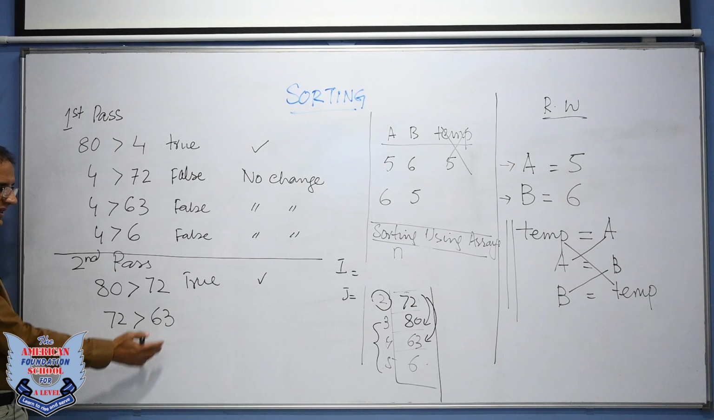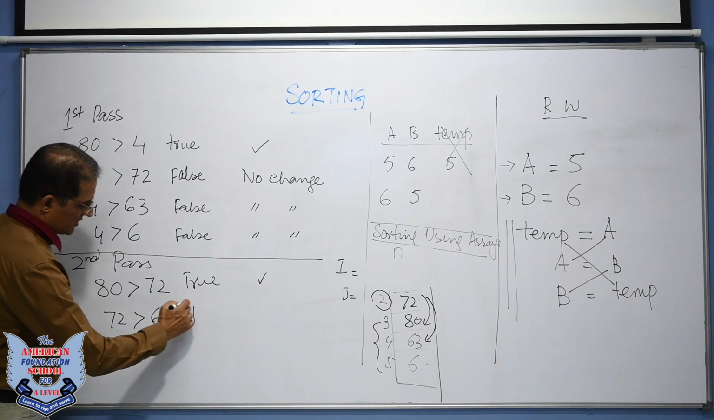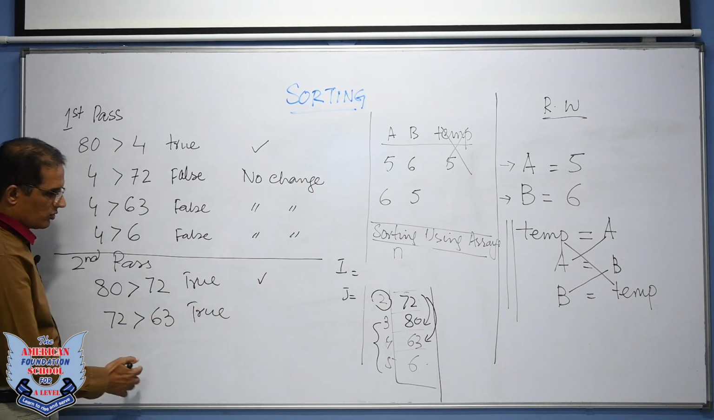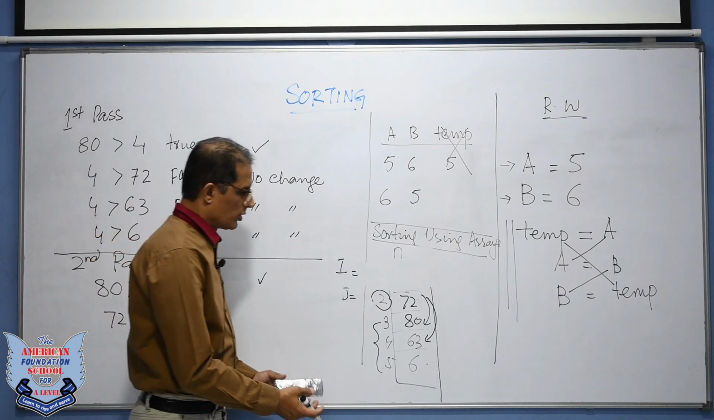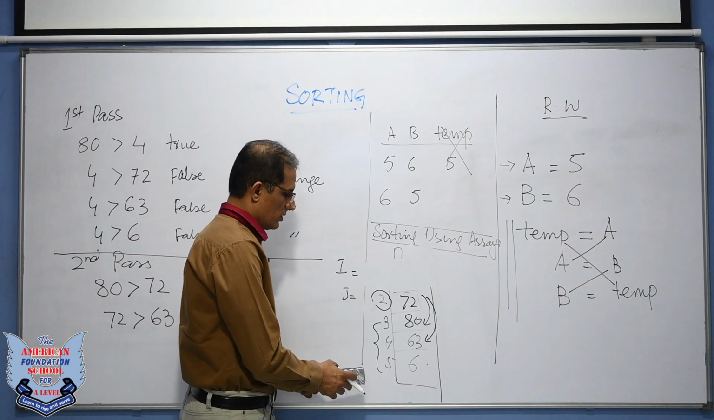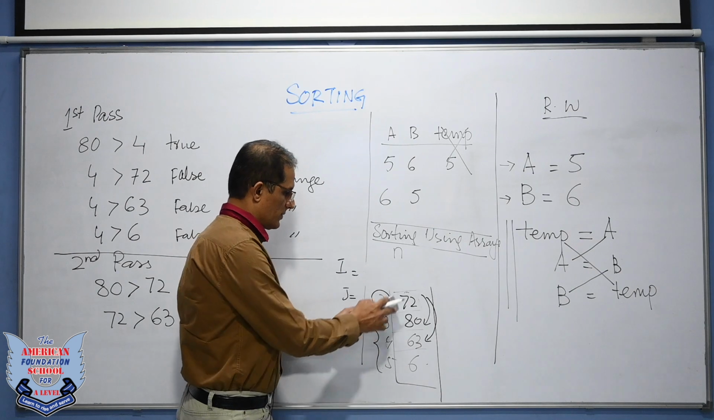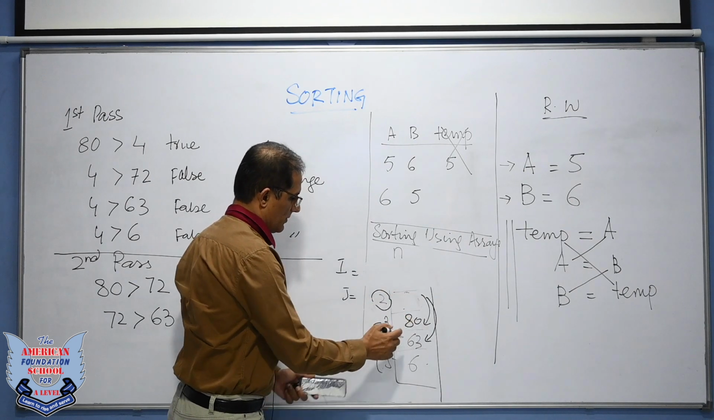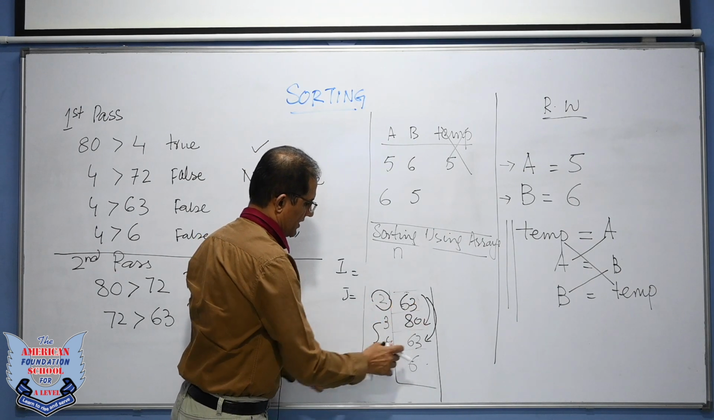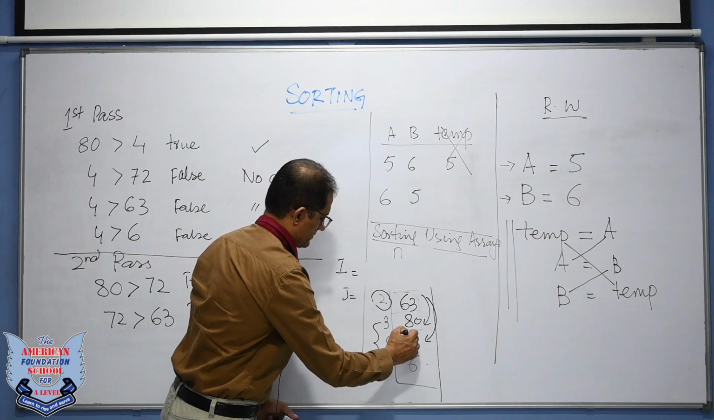Is 72 bigger than 63? Yes, it is. It is true again. If it is true again, that means once again the smaller number should move up and the bigger number should come down. So the smaller number should come up. That means 63 would come here and 72 would come down.